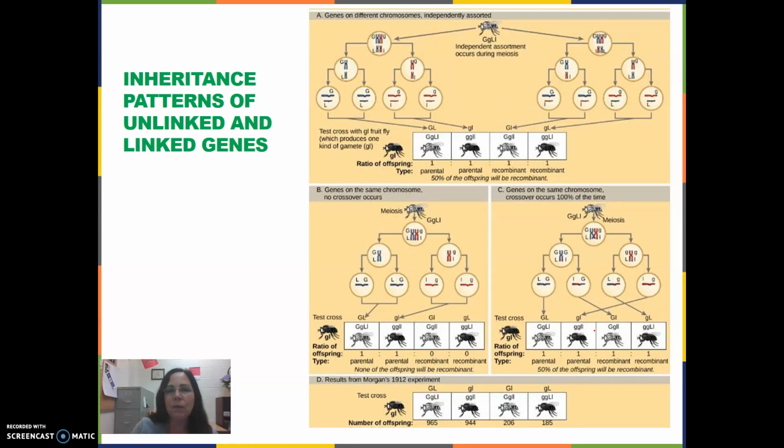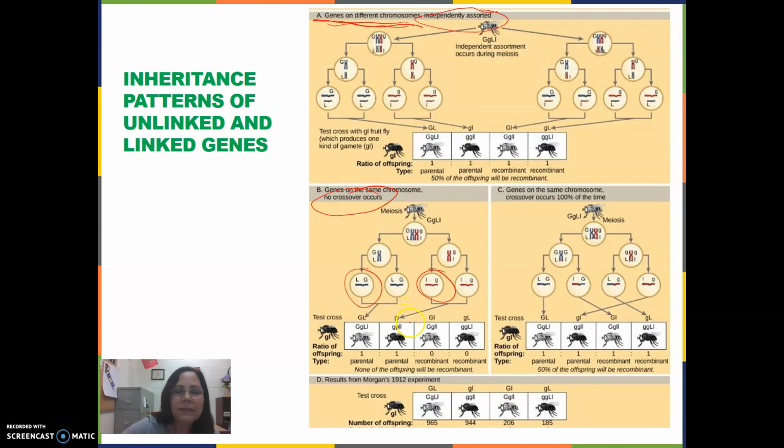But if they're on the same chromosome, independent assortment doesn't always happen. If genes are on different chromosomes, you're going to have independent assortment of those traits, all the possible combinations of alleles in the sperm and the egg. But if you look at genes on the same chromosome where there's no crossing over, no exchange of pieces of chromosomes, then you don't see as much variety. All you're going to see in the sperm or egg is big G, big L, or little g, little l. So you're not going to get as much variety in the offspring.